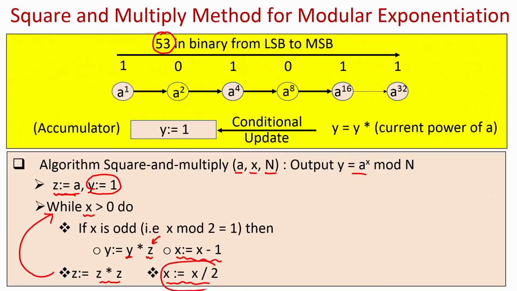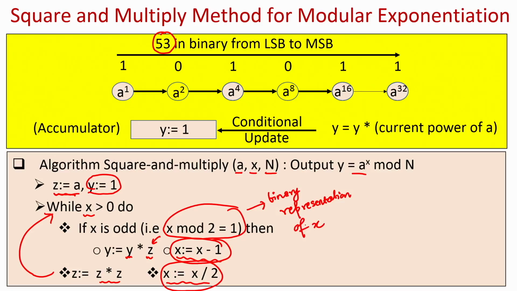So, this step coupled with this step and checking whether x modulo 2 is 1 or not, this will give you the binary representation of x. This is the squaring step, and this is the conditional update. Okay. So, that is a square and multiply trick.